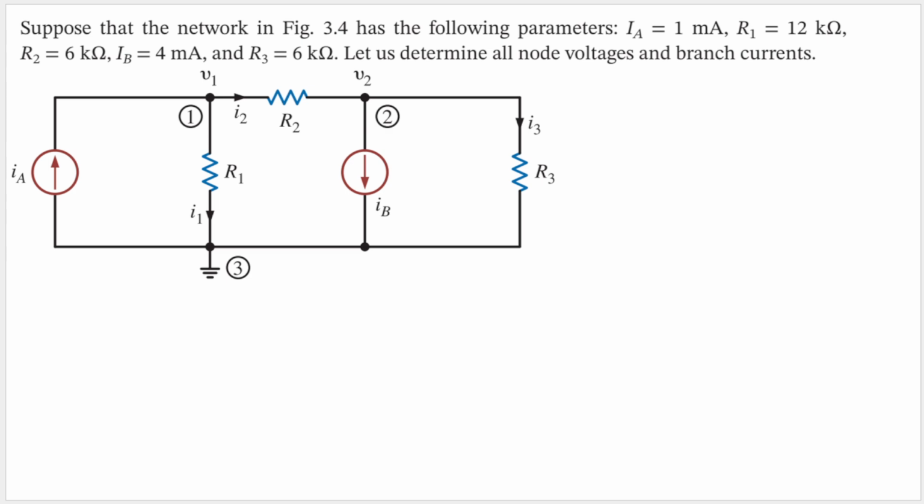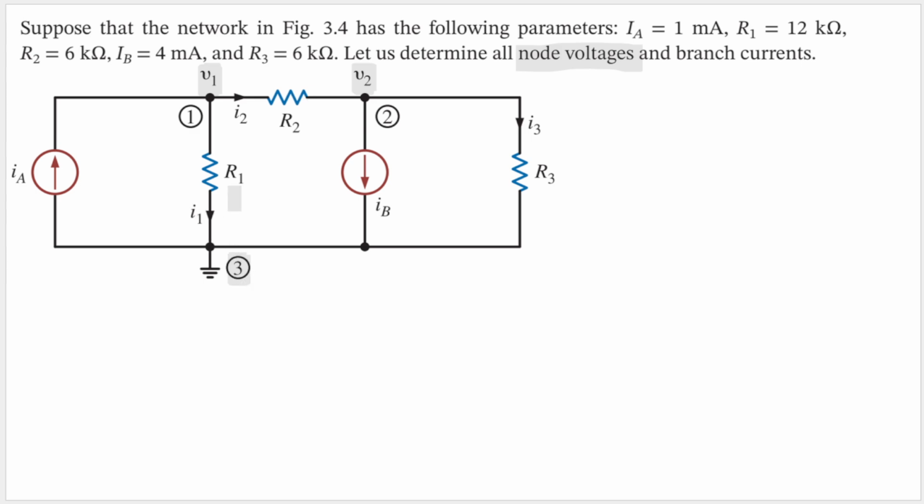So the question is, suppose that the network in figure 3.4, so this is the figure, has the following parameters. IA is 1 milliampere, R1 is 12 kilo ohm, R2 is 6 kilo ohm, IB is 4 milliampere, and R3 is 6 kilo ohm. Let us determine all the node voltages and branch currents. So what is the node voltages? The node voltages is the voltage in each node here, V1, V2, and V3 here actually.